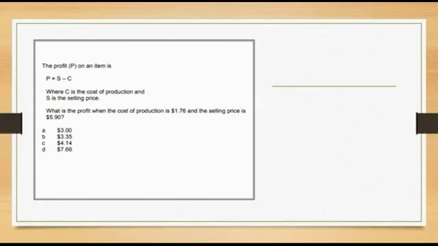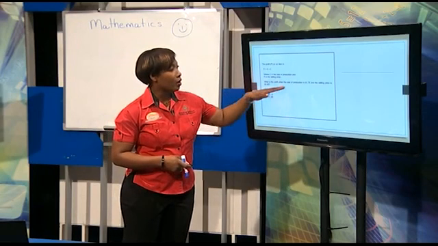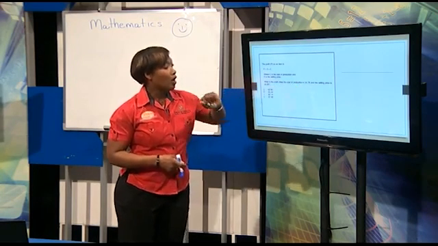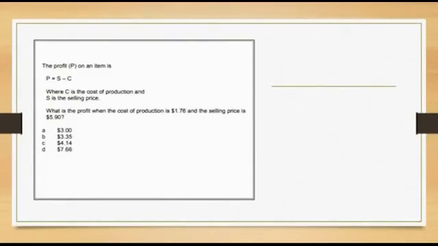The profit on an item is P equals S subtract C. Now you already know what S, C and P stand for. P is profit, S is selling price, and C is the cost of production. What is P here when C is $1.76 and the selling price is $5.90?